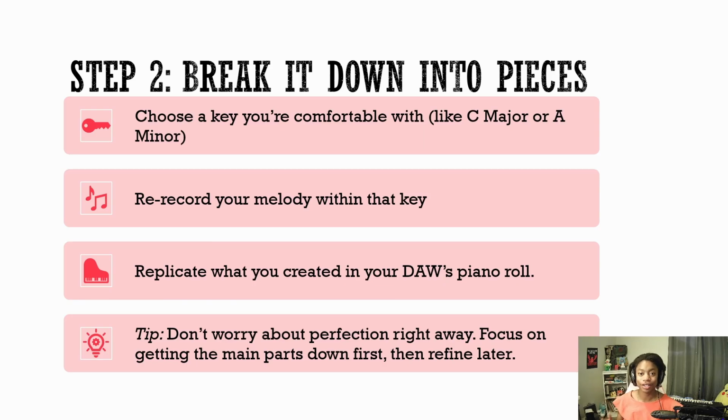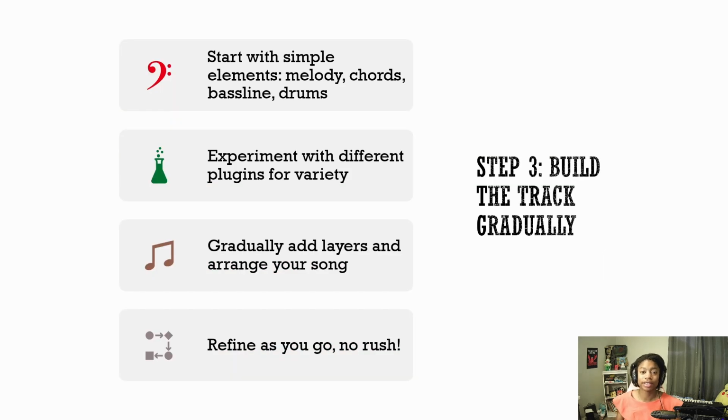We're getting started turning your idea into an actual song. Now, one thing to remember: don't worry about making it perfect right away. We can always go through and refine this later. Now it's time to start building your track gradually. It can be overwhelming at first, but remember, just take it one step at a time. Just go ahead and start with creating simple elements one thing at a time.